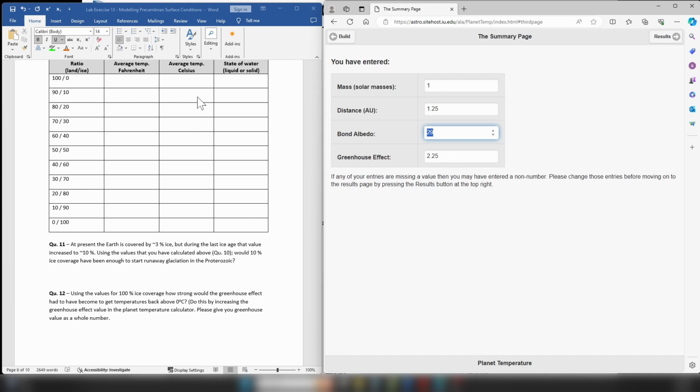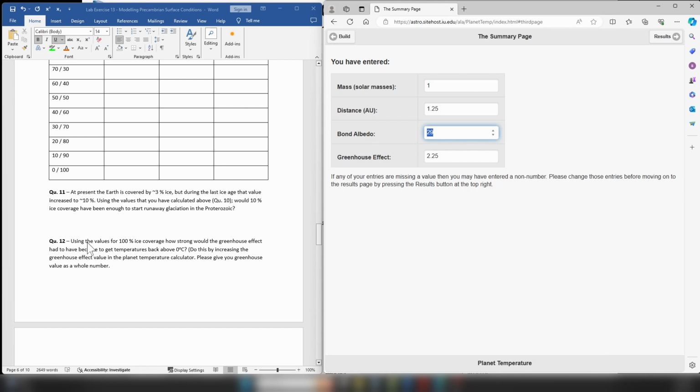And then you're going to look at your Celsius value and you're going to see, is it above or below 0? All right, if it's above 0, then no, the surface of the Earth would have retained a significant amount of liquid water. If, however, it's below 0, surface water would have been freezing, and so in that case, a runaway glaciation like we saw in the Proterozoic would have been possible.